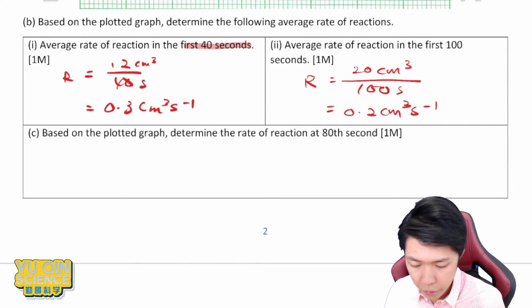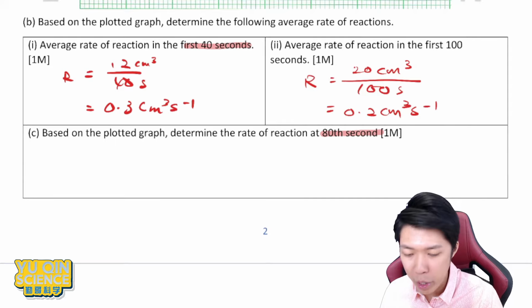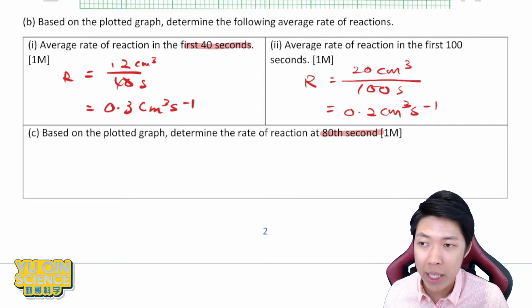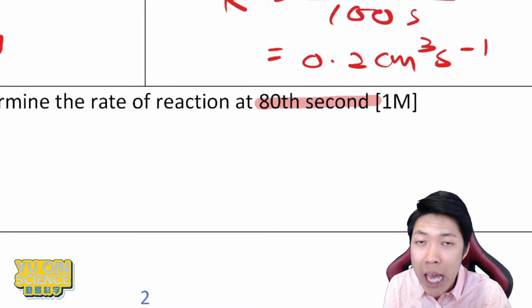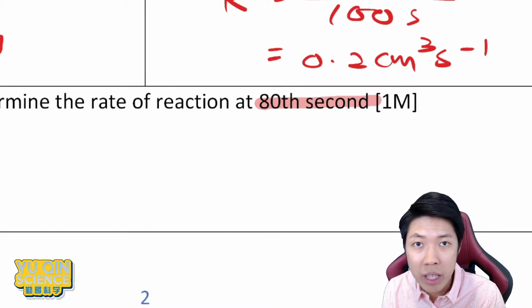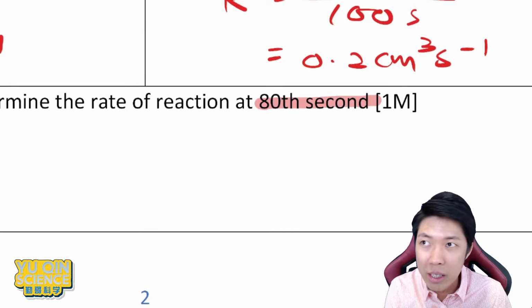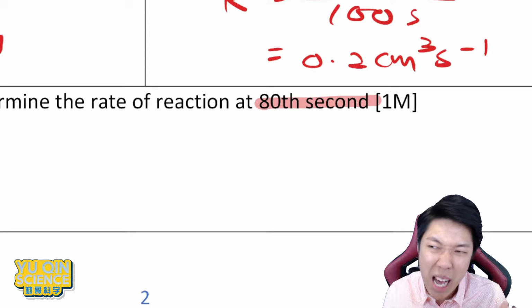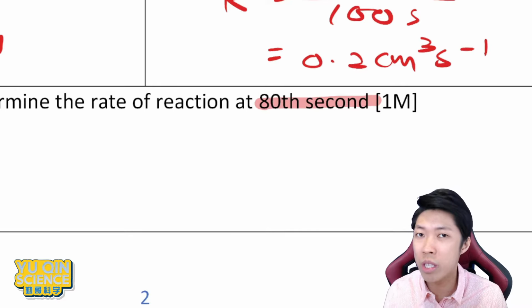Question C. Based on the plotted graph, determine the rate of reaction at the 80th second. This is what we call the instantaneous rate, where we need to use a tangent to find the answer. When you see a very specific 80th, it means I want spot on 80, not 81, not 79, not the first 100, not the second minute. This is very specific, on point. 它很准确跟你讲要80秒，我不要之前之后，我也不要说整个一段之类的。So this is the type where we need to use a tangent to find.